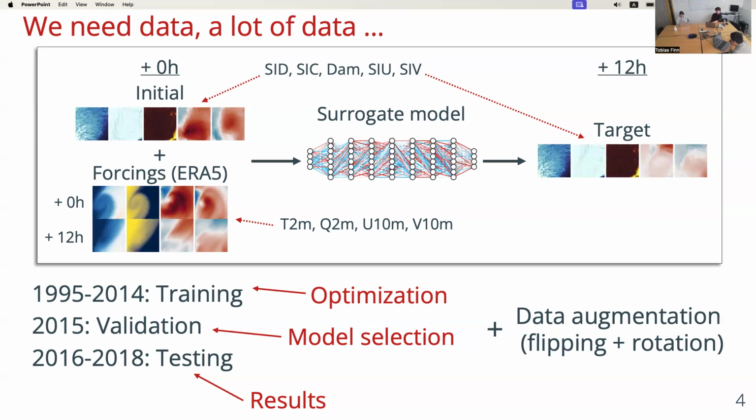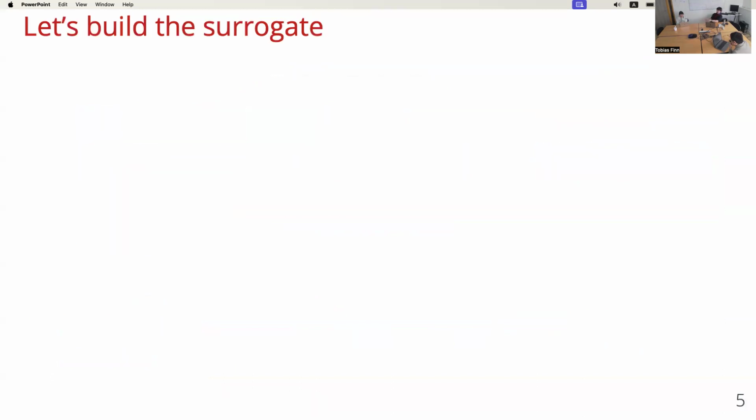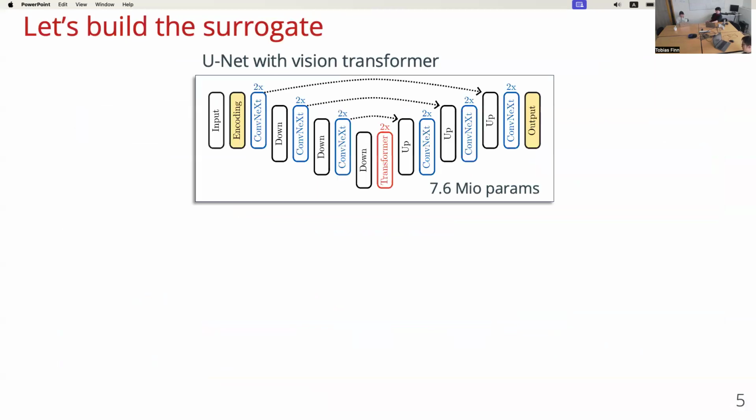So the next step, once we have processed all this data into a nice format, is to build the surrogate model. First, we have to select a neural network architecture. I use some sort of fancy neural network architecture, a so-called U-Net.